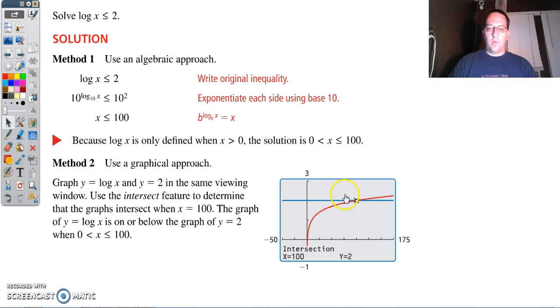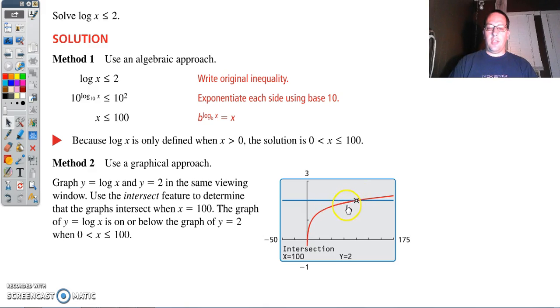So what we need to look at now is where the logarithm function, this red line, is below, because less than, 2. And we see that happens to the left over here.